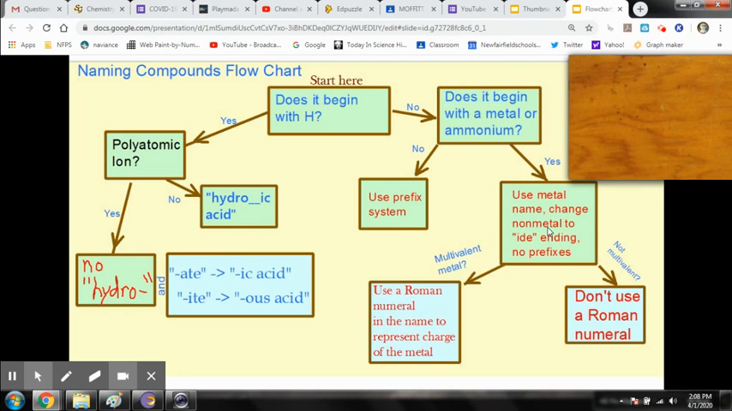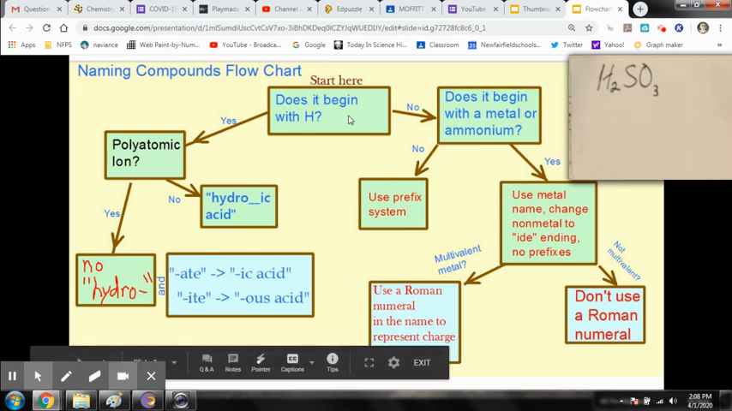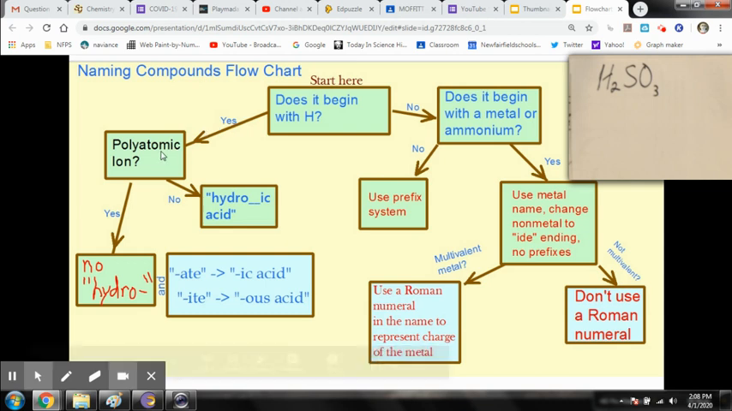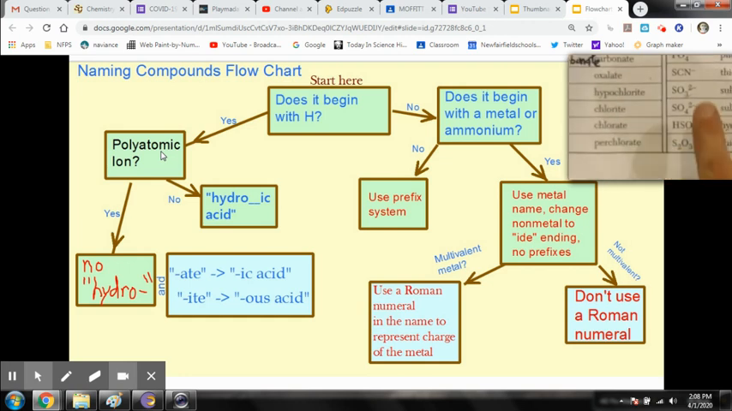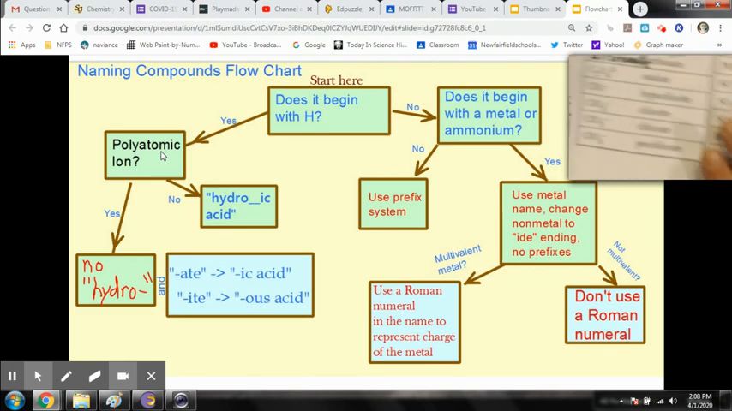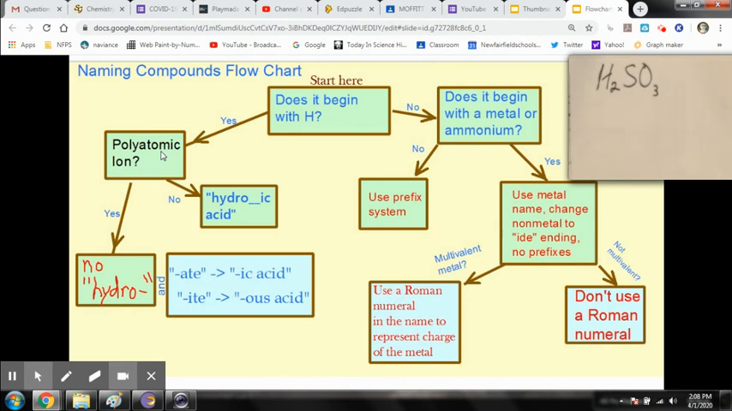Next example. Here's a wonderful compound, H2SO3. Gee, what name should that get? Well, let's consult the flowchart. Does it begin with H? Yes. Is there a polyatomic ion? I see a polyatomic ion. I've been studying chemistry and I'm getting good at recognizing them. If I wanted to double check, I could. Right, here's the SO3. There you are. SO3 is there. All right, so yes, there's a polyatomic ion.